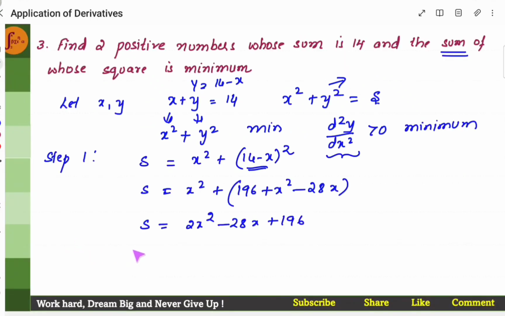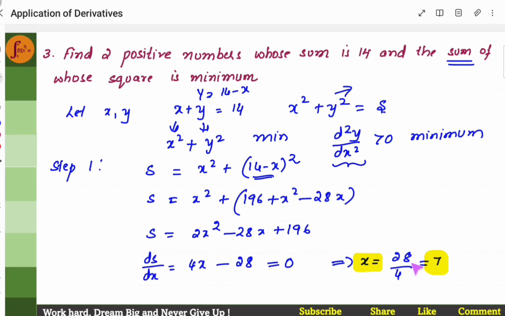Step 1 is to find dy by dx. So I'll find ds by dx, which is 2x plus 2x, so it will be 4x minus 28. I'll have to equate this to 0. If I equate this to 0, I'll get x is equal to 28 by 4, so x is equal to 7. X is one number. X is 7.